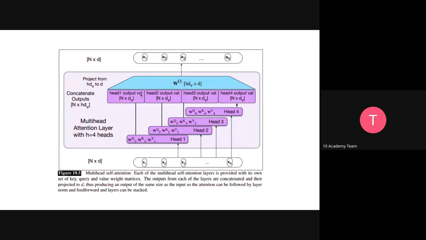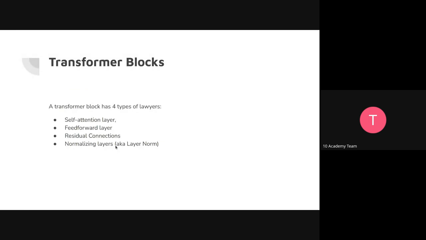So what I hope you'll have in transformer blocks is a multi-head self-attention layer. As I said, this is what I'm talking about, the transformer block.